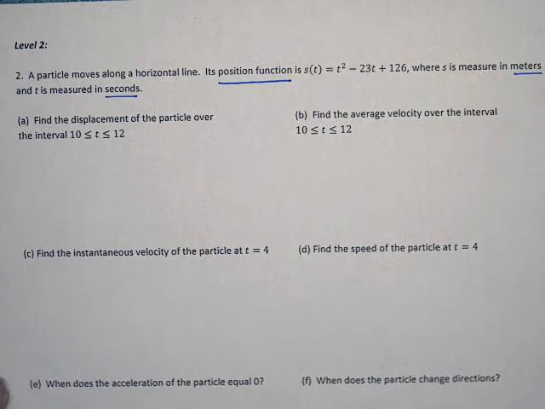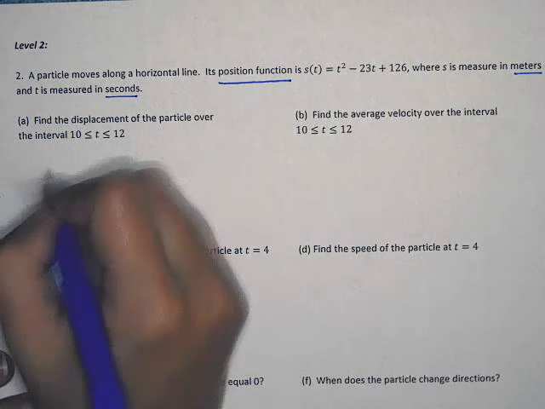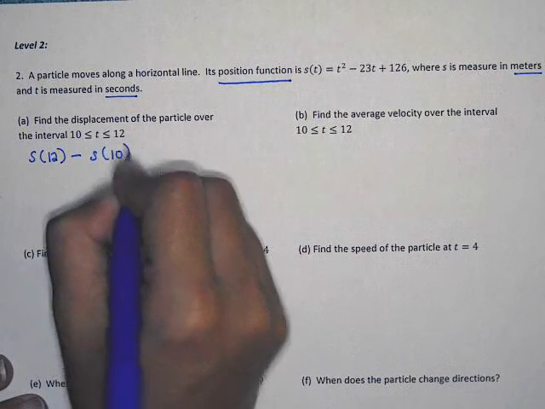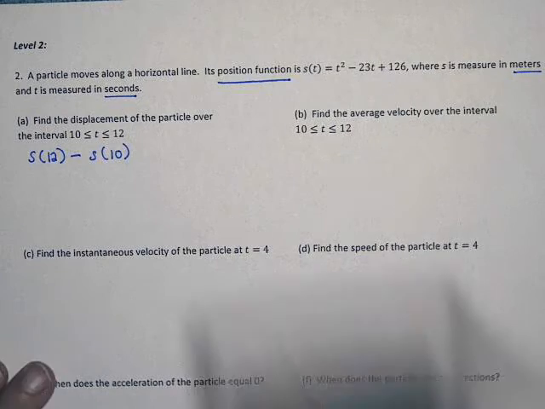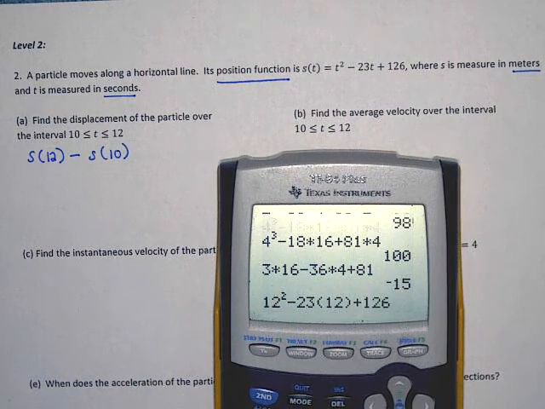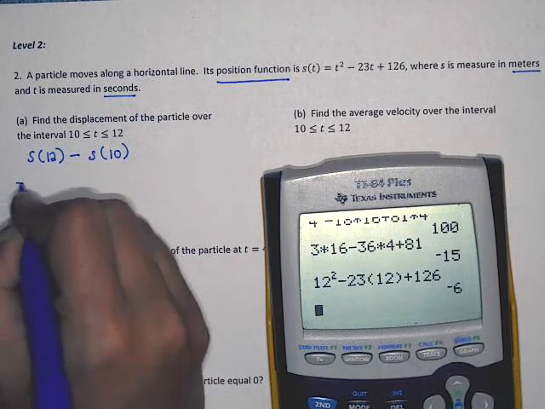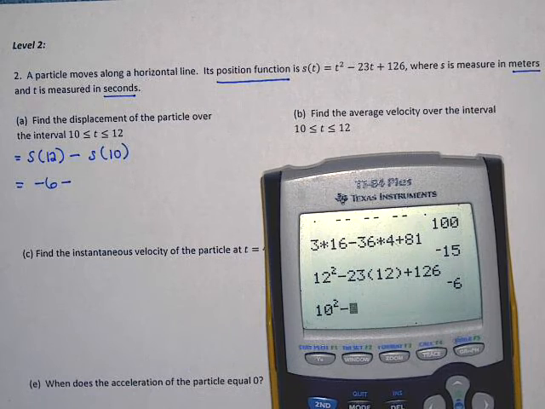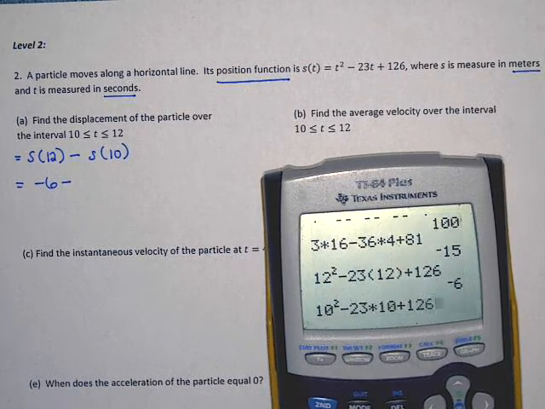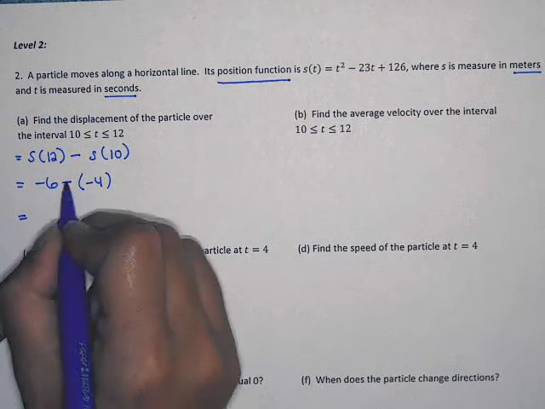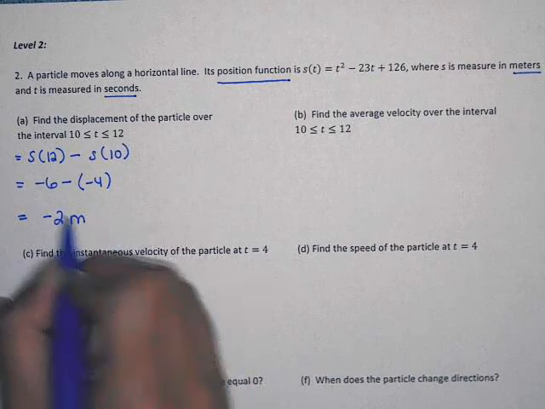First, find the displacement. If I say find the displacement, all you have to do is final position minus initial position. So my final position here would be 12 squared minus 23 times 12 plus 126, which would be negative 6. Minus, my initial position would be 10 squared minus 23 times 10 plus 126, which is negative 4. So minus negative 4, which means my displacement would be negative 2 meters.